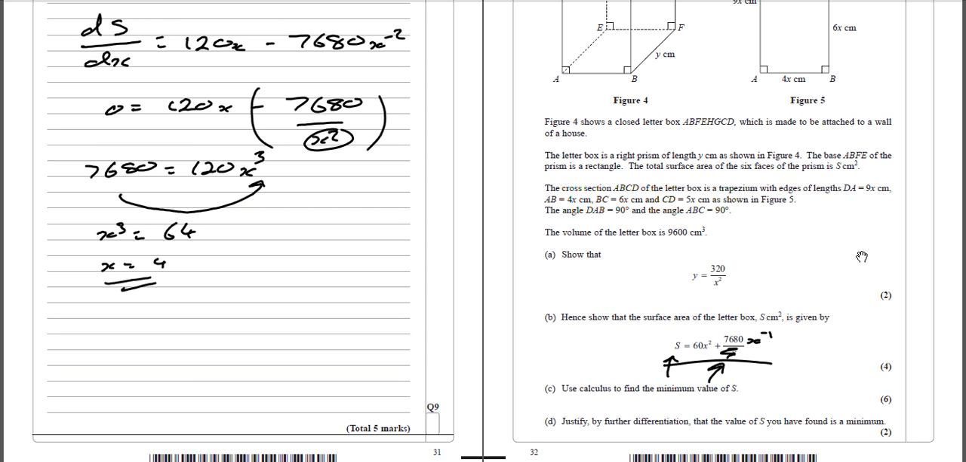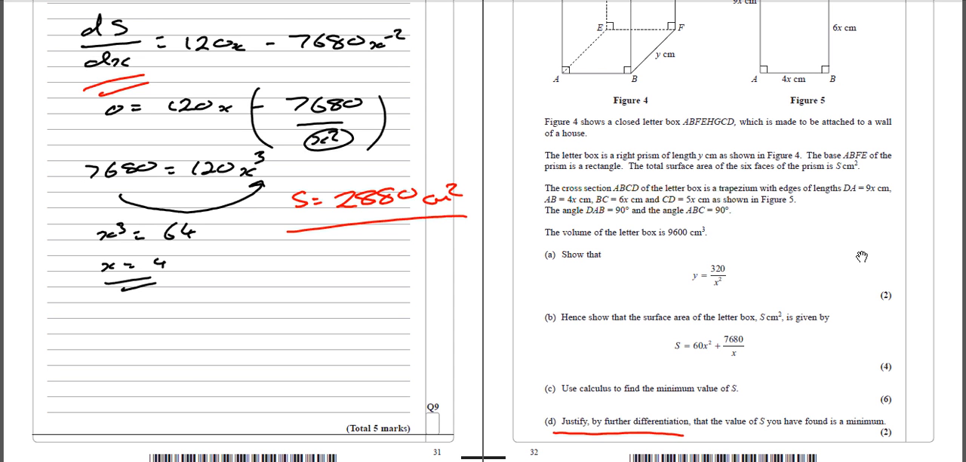However, that's not our minimum value of s. That is the value of x which gives us the minimum value, which hopefully, if you follow the videos carefully, you'll know by now. So if we substitute that into s, 60 times 4 squared plus 7,680 divided by 4, we should get 2,880 centimeters squared.